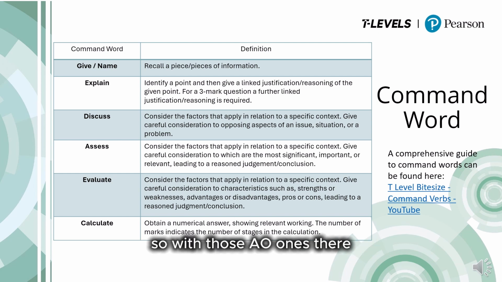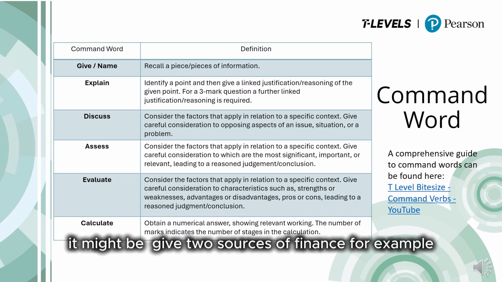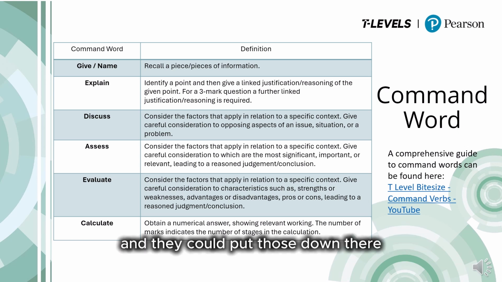So with those AO1s, you can see we've got give and name. They might be asked to recall a piece or pieces of information. If it's a 2-mark question, it might be give 2 sources of finance, for example, and they could put those down. So it's knowledge in isolation, simple recall type questions.